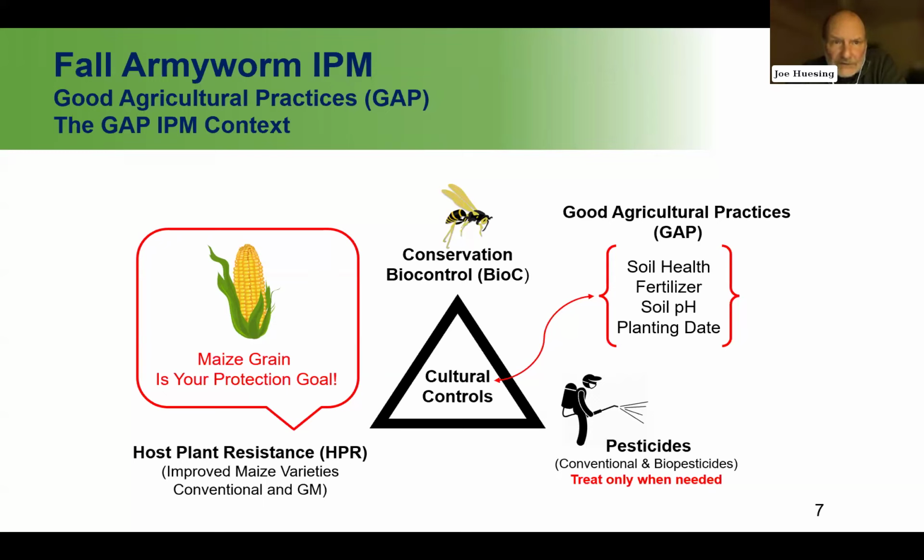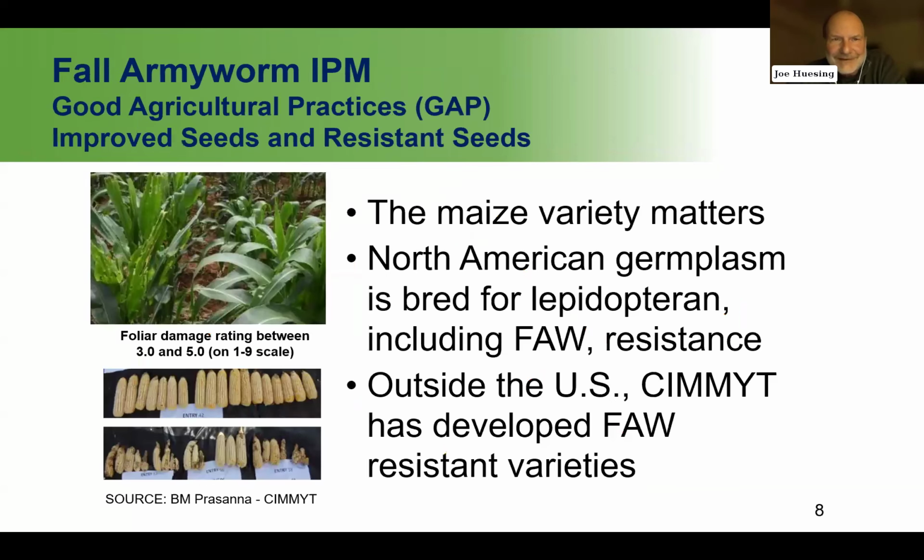But I also want to remind the audience, especially when I talk to policymakers, the protection goal here is maize grain. If I'm a corn farmer, I'm interested in my grain. That's what I'm interested in. Everything else is secondary to me. So the use of improved maize varieties, conventional or GM, whatever your policy allows, implementing those in a smart manner so you can conserve biocontrol agents, which are important with this pest, and only using pesticides then when they're necessary and economical. Over.